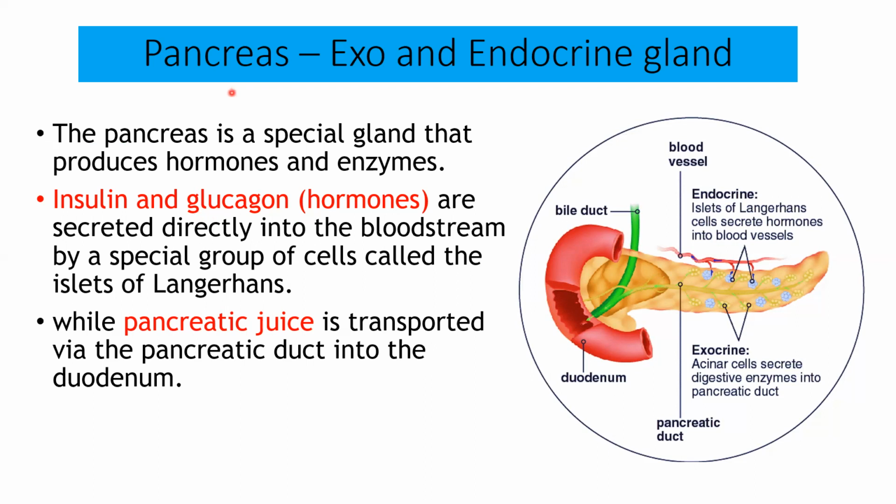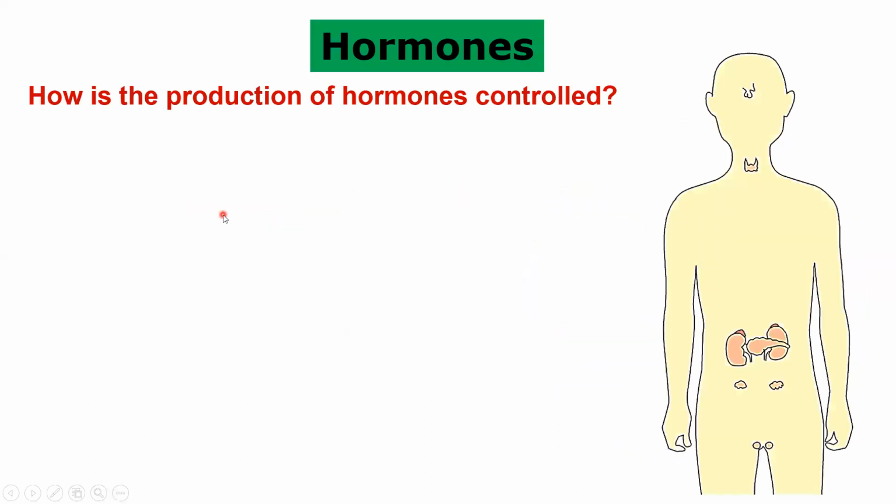So here you have learned that the pancreas has an exocrine function in the digestive system by producing the pancreatic juices, while the endocrine function is the release of two hormones which regulate the blood glucose concentration. These are insulin and glucagon.